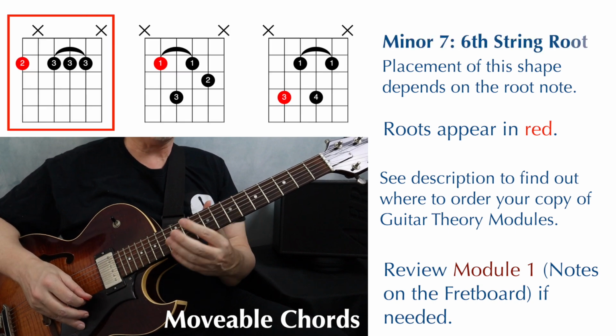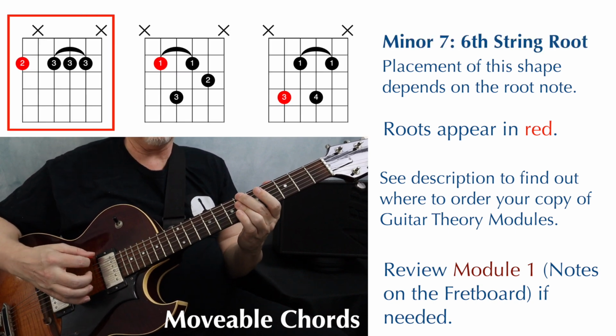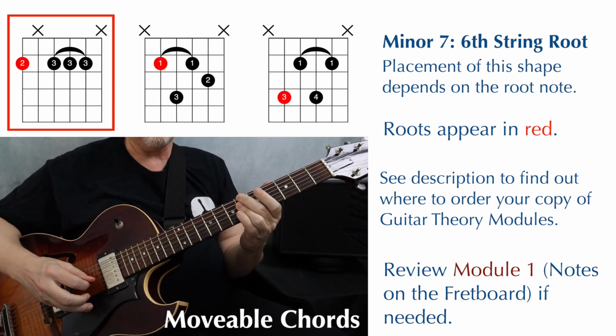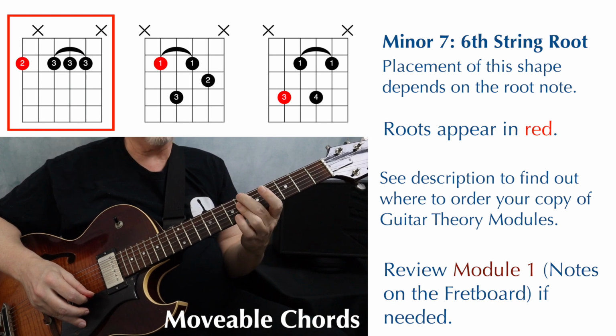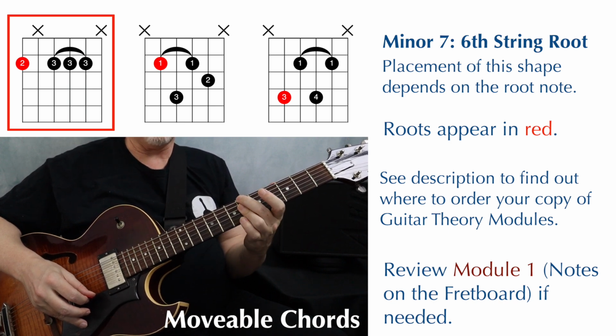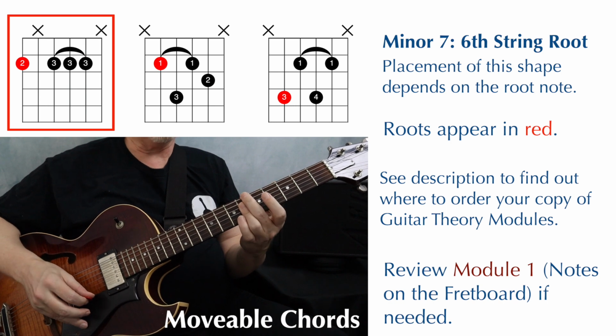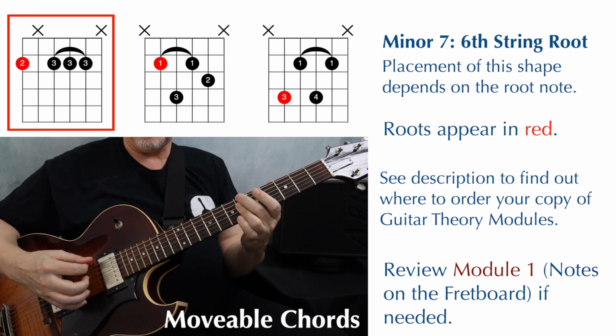Here's a minor 7 shape you can play with the root on the 6th string. Finger 2, 3, 3, 3. So finger 3 is barring across strings 2 through 4. Finger 2 goes over the top of finger 3 to give it some support, but also to play the root note on the 6th string.